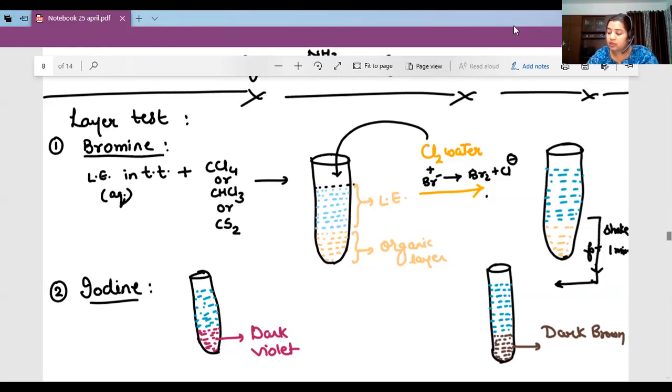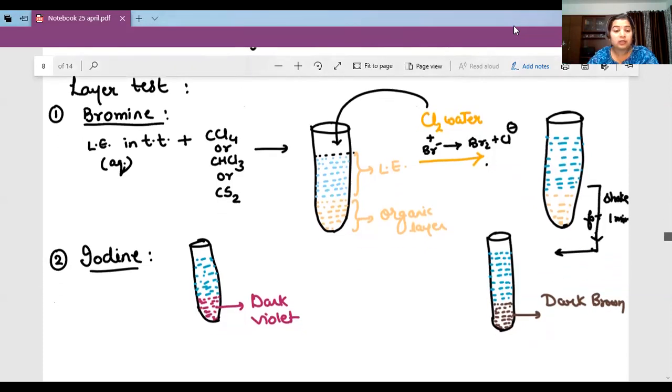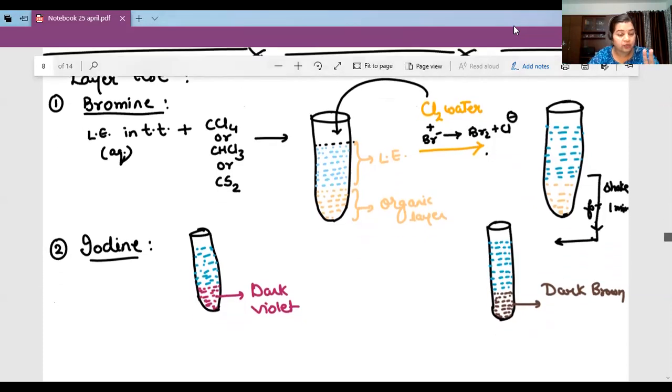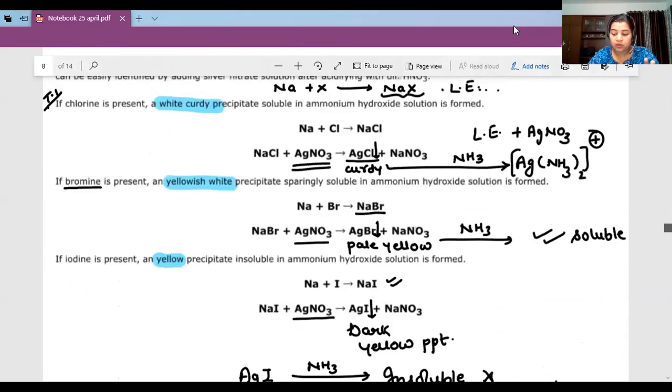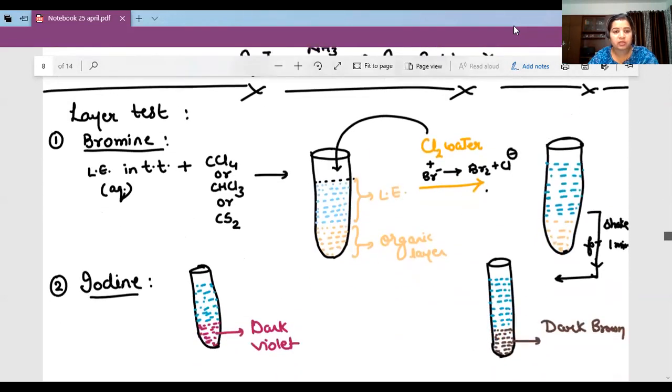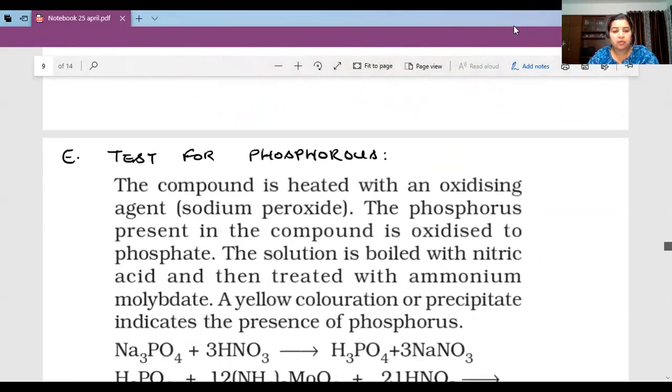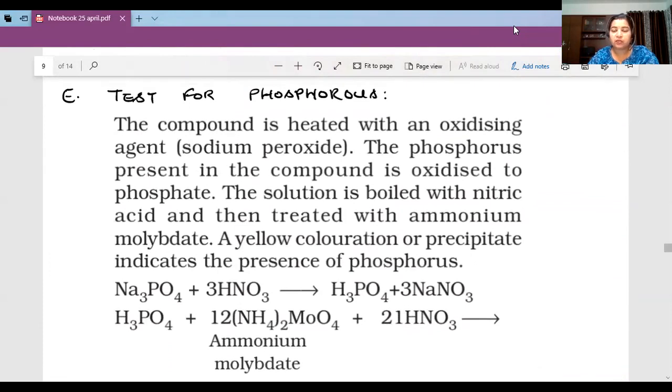Correct? So these are the layer tests for halogens. So we had two tests for halogens. Okay, one was this AgNO3, the other was this layer test. Moving to E, test for phosphorus.